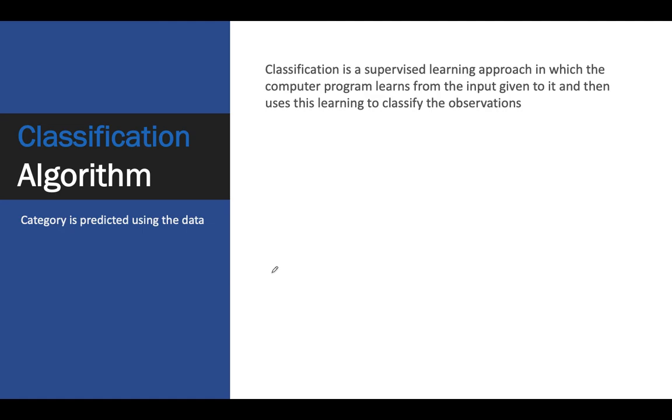So classification is where the category is predicted using the data, right? Here you get questions like, is this person male or female, or is this email spam or not spam? Classification is a supervised learning approach in which the computer program learns from the input you give to the machine, and then uses its own learning to classify the observations it has seen. That is what we do in the classification algorithm.